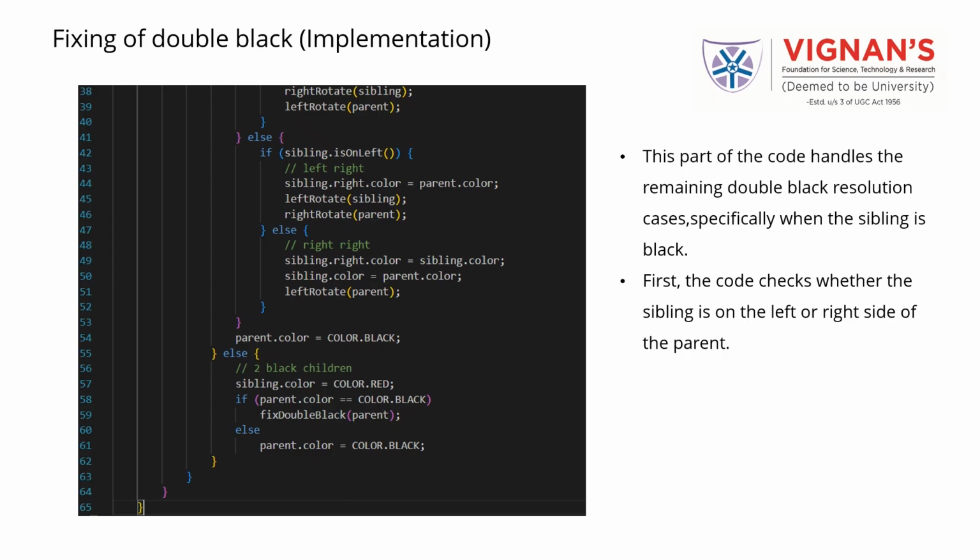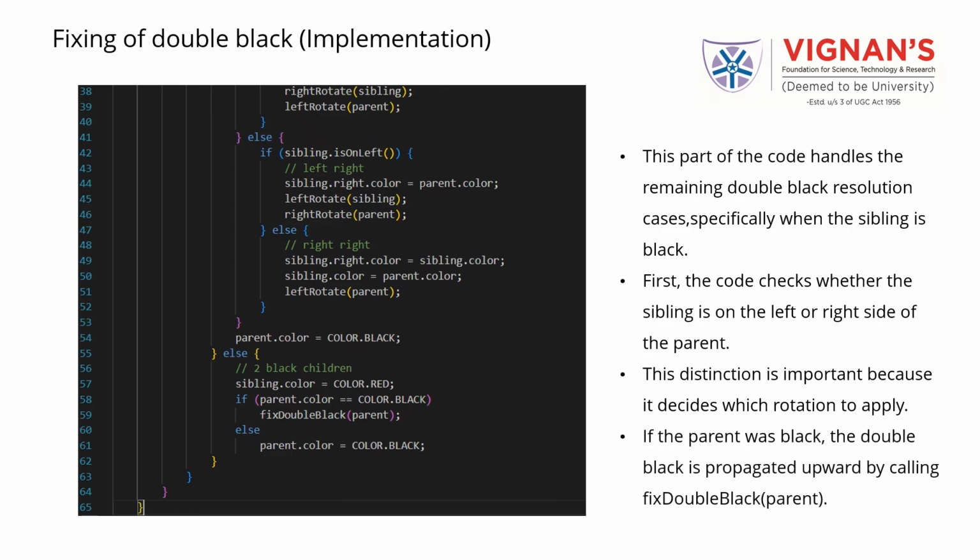If the sibling is black and has at least one red child, the final fix is applied. For a left sibling, left-left and left-right cases are handled using right rotation, or a left rotation followed by a right rotation. For a right sibling, right-right and right-left cases are handled using left rotation, or a right rotation followed by a left rotation. In all these cases, recoloring is done so the sibling takes the parent's color, the parent becomes black, and the double black is eliminated.